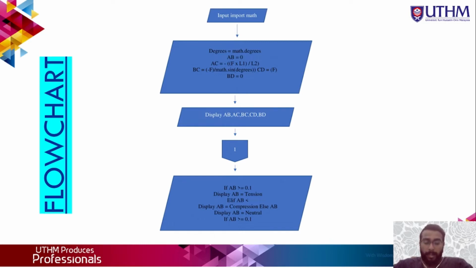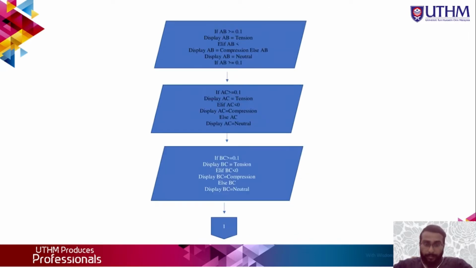Next is the off-page connector at 1, used to connect the flowchart portions on different pages. The input will be shown as: if AB is more than 0.1, the display will be AB equals tension. If AB is lesser than 0.1, the display will show AB equals compression, else display AB as neutral.